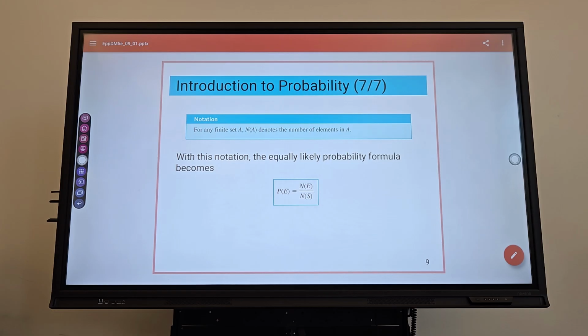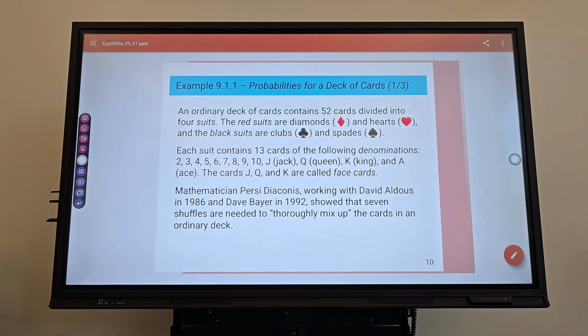For a finite set A, N(A) denotes the number of elements in A. With this notation, the equally likely probability formula becomes P(E) = N(E) / N(S). An ordinary deck of cards contains 52 cards divided into 4 suits: diamonds, hearts, which are red suits, and clubs and spades, which are black suits. Each suit contains 13 cards of the following denominations: 2 through 10, Jack, Queen, King, and Ace. The cards Jack, Queen, and King are called face cards.